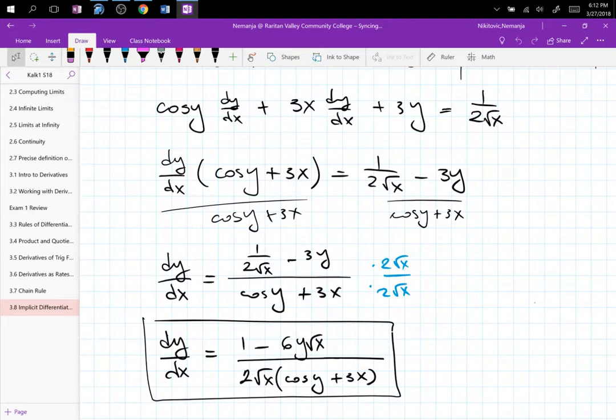So these two terms remain on the left. This one gets shipped to the other side as minus 3y. And then when you factor out dy dx, you are left with cosine y plus 3x. You divide by that to remove it to get dy dx alone. And that's the first step. Now you go and you find your slopes and critical points and other things, right, that you might be interested in.